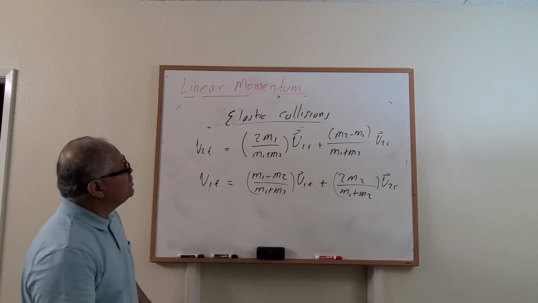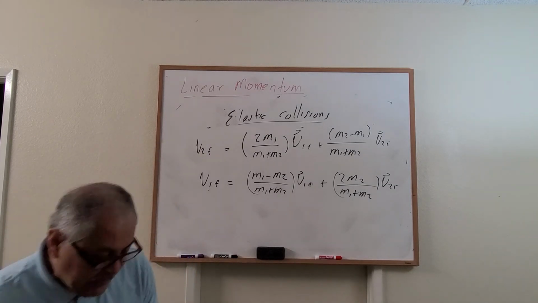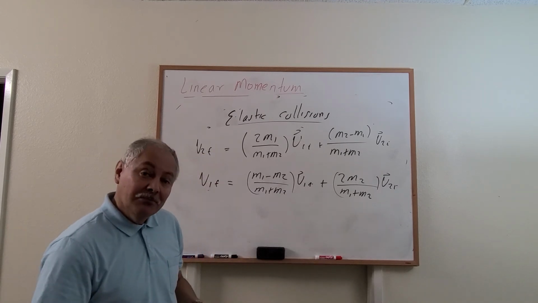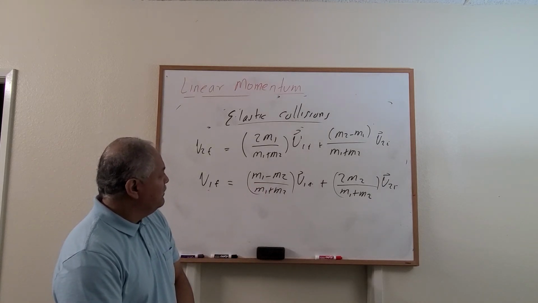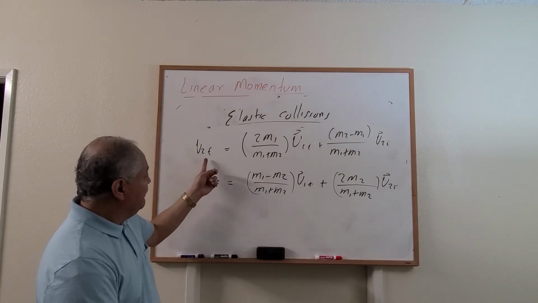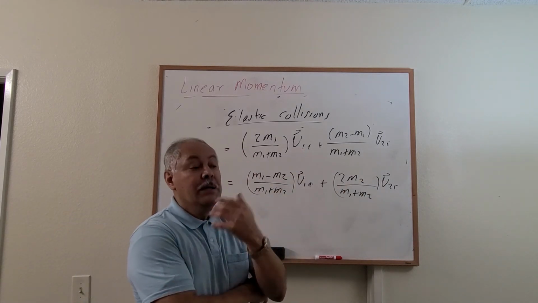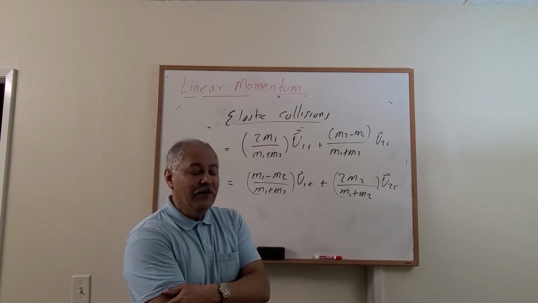So these are the equations found when we combined kinetic energy and momentum. With this we can solve problems for final velocities once the initial velocities of the particles are given.